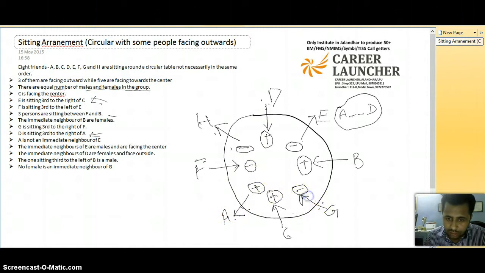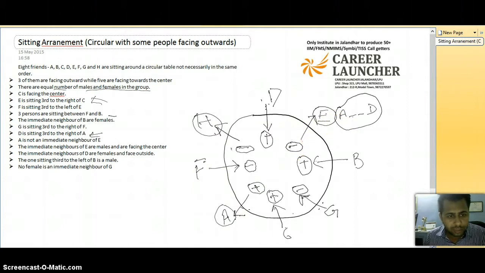G is looking inside because there are 3 people who are facing outside, and those 3 people are A, H and E. So we have the complete arrangement where 3 of them are facing outwards and 5 of them are facing inside. So we have all the males and females as well. D is a male, C is a male, B is a male and A is a male, and the rest of them are females. And 3 people who are facing outside are A, H and E.